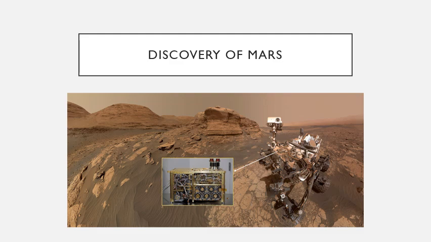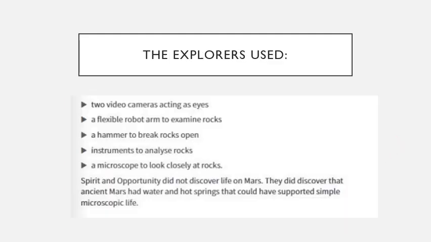The explorers were supposed to work for 90 days. Opportunity worked for 15 years. The robot explorers were designed to study the rocks on Mars in the same way that a geologist studies rocks on Earth. This is how Mars looked. They sent this picture from there.